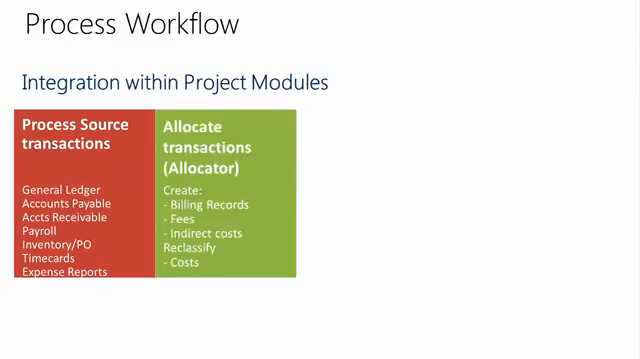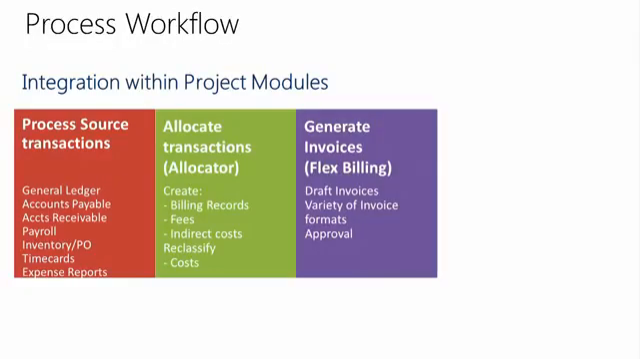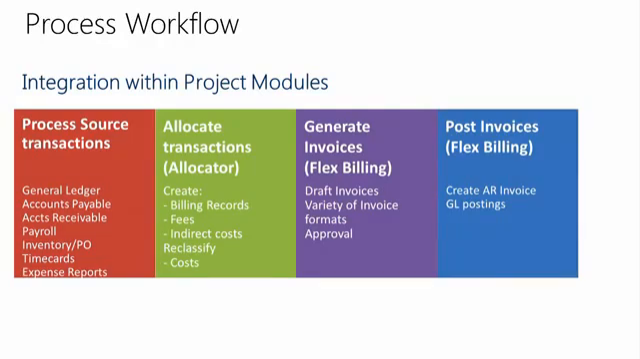Once it's processed in those original modules, then many times we want to allocate or bill the data. So we need to create transactions from those costs to generate billing records. Specifically, we can get fees, indirect costs, as well as we can also reclassify costs in the Allocator module. Once we've created transactions in Allocator, we can also generate invoice lines, and these invoice lines will be handled through the Flexible Billings module. Once the draft invoice has been created, we actually will post the invoice and create a record in Accounts Receivable and General Ledger.